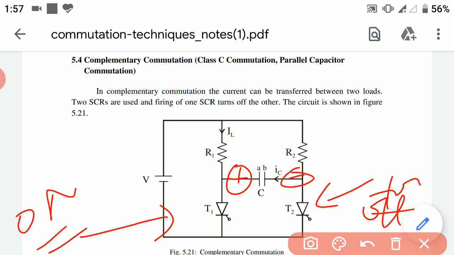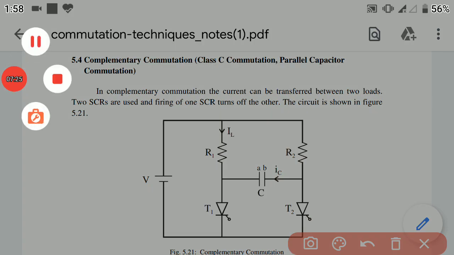This process goes on. That is, if T1 is in conducting mode, T2 will be in non-conductive mode. If T2 is in conductive mode, at that time T1 will be in non-conductive mode. So both these thyristors will work in complementary. Now we will look at the waveform of this circuit.